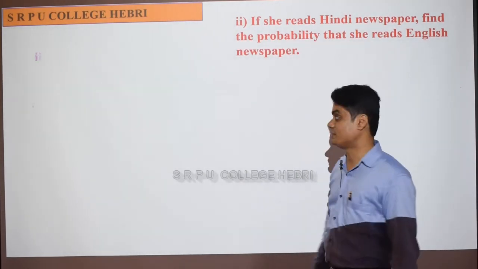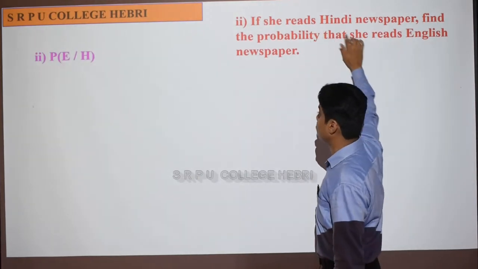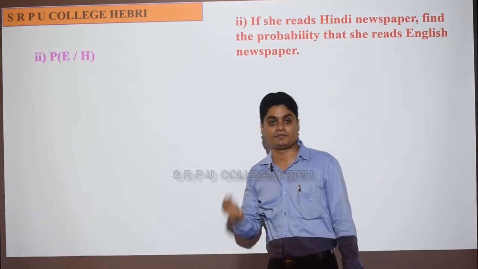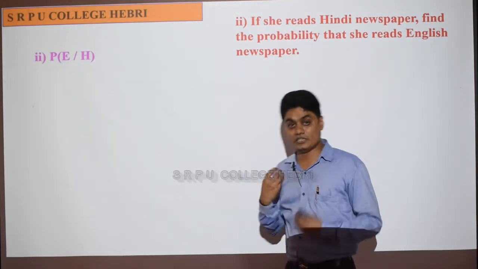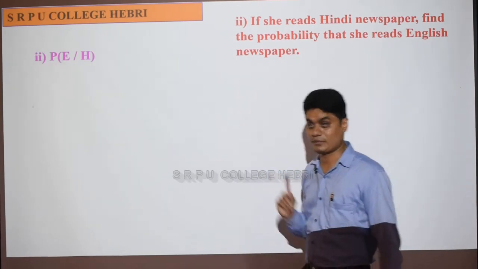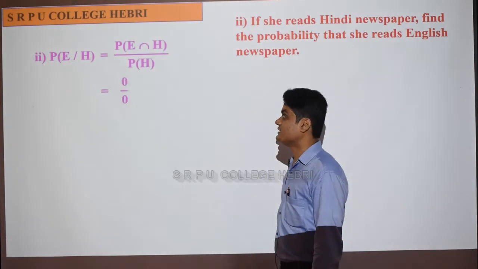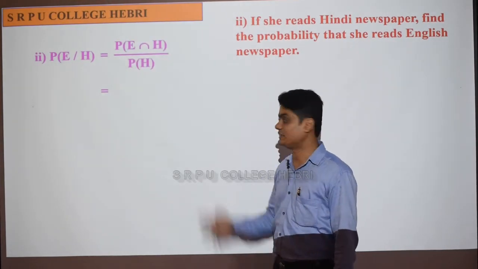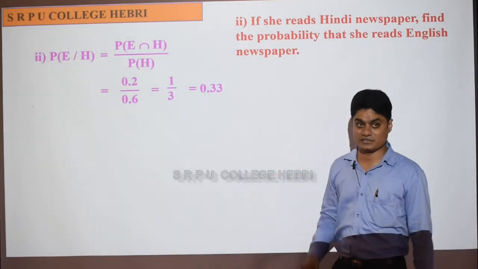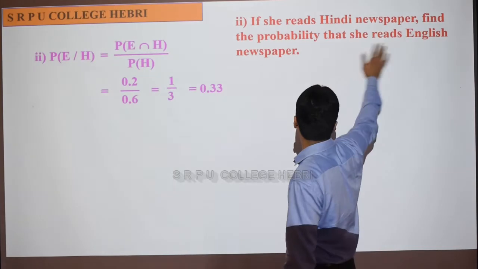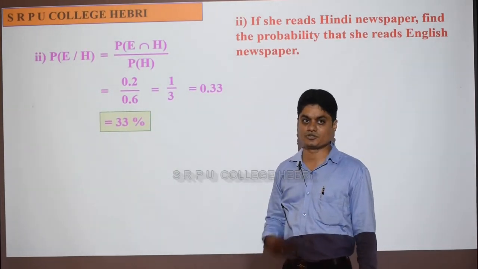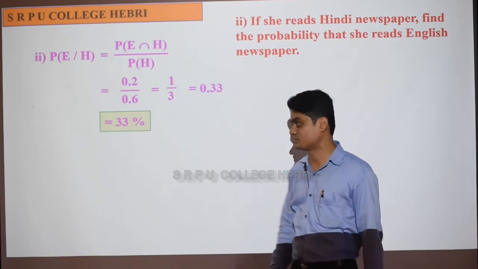So what type of problem? Yeah, conditional probability. So E given H. We have to find the probability that she reads English newspaper when we know that she reads Hindi newspaper also. Do you remember the conditional probability formula? Probability of E intersection H by probability of H. We know all the information, substitute and you will get 0.333, that is 33%. She will read English newspaper when she reads Hindi newspaper. So 33%. Everything is in percentage because in the question the given data is in terms of percentage.